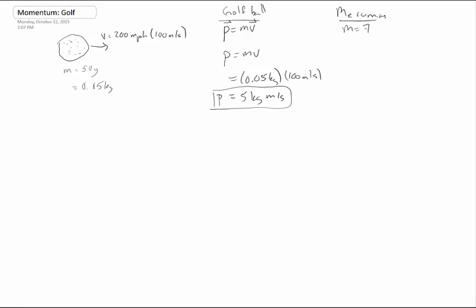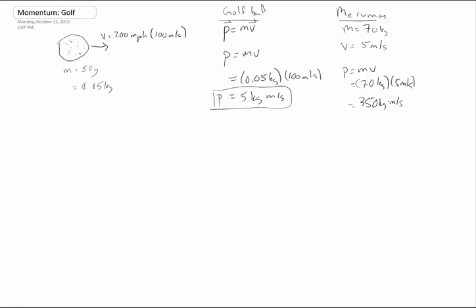So again, my mass is 70 kilograms. And let's say my top speed is around 5 meters a second. Then again, if we just say p is equal to mv, we can calculate my momentum, which is 70 kilograms times 5 meters per second, which gives us around 350 kilogram meters per second. You notice that my momentum is a lot bigger than the golf ball. And I mean, that makes a certain amount of sense.